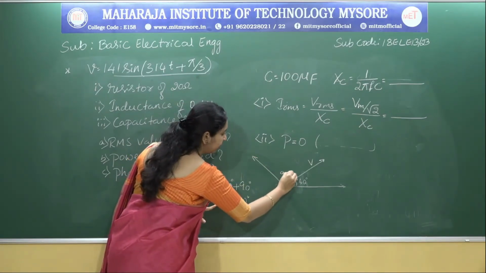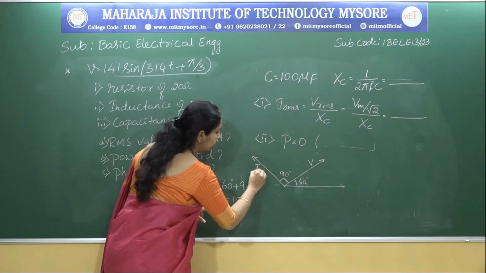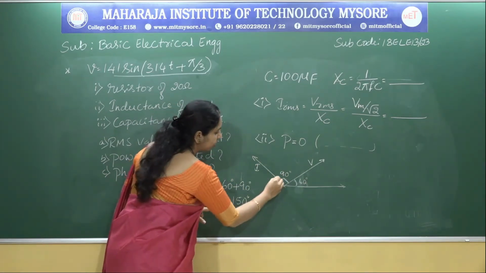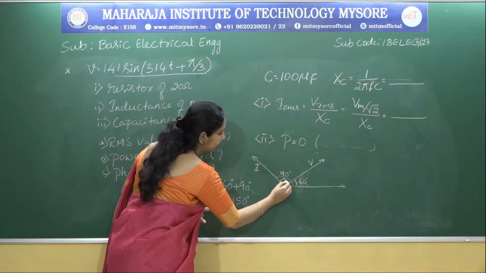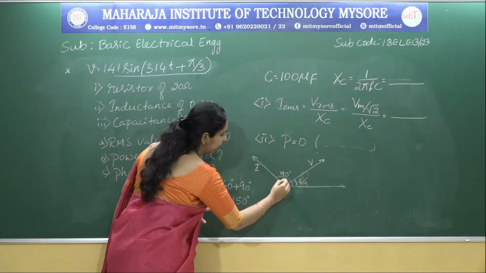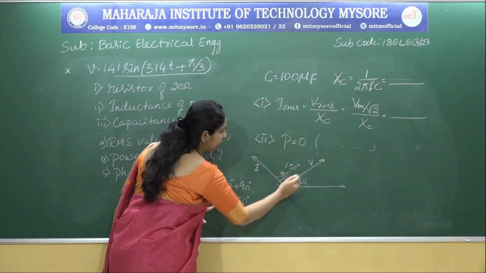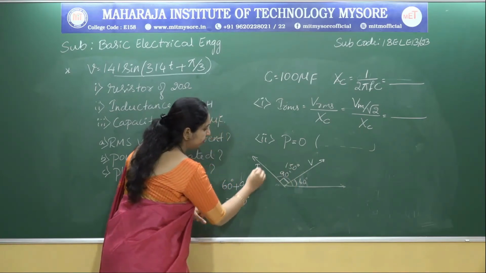Again, the difference between voltage and the current must be 90 degrees. So now the total angle from the reference point is 150 degrees, because 90 plus 60.